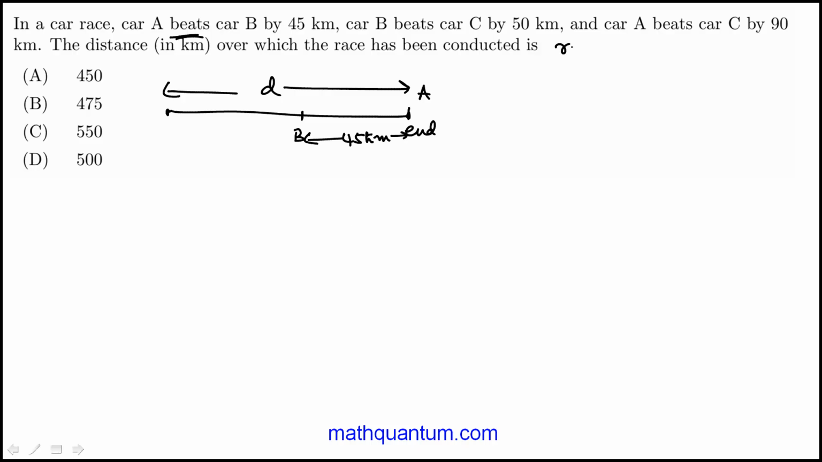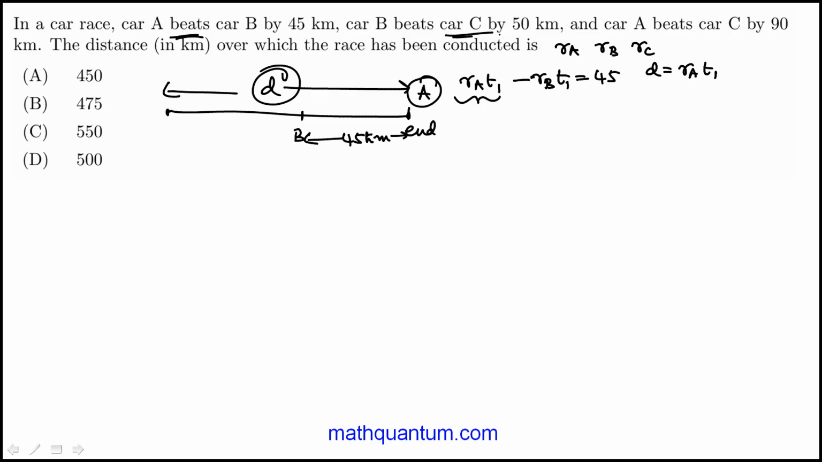So I'll label the rates as R sub A, R sub B, and R sub C for these three cars. And so the first relationship is RA times T1, which is the distance covered by car A, minus that of B, same time, is 45. We also know that D is R sub A times T1. That's the total distance covered. And I'll then translate these other relationships as well.